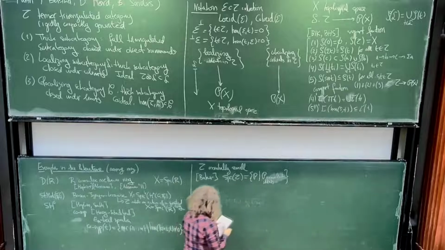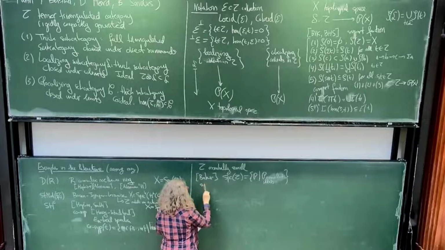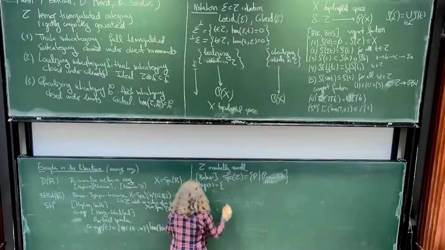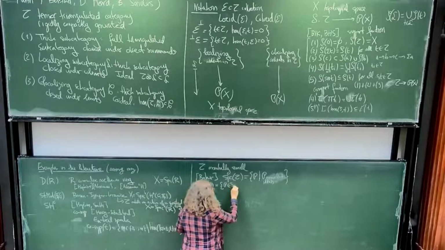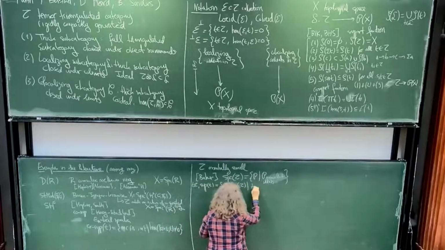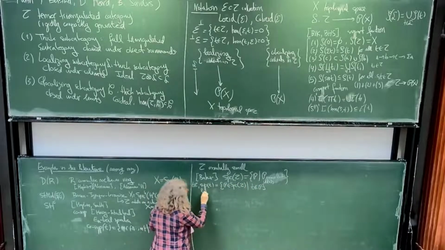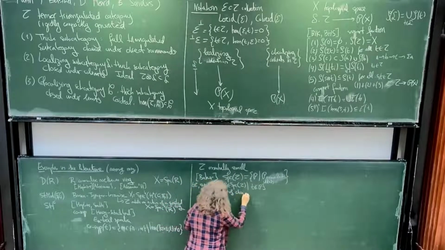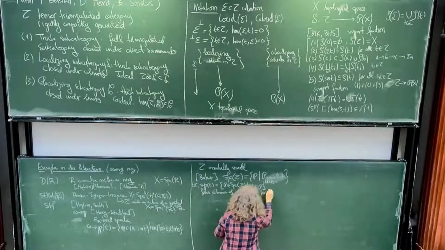So this is as a set, and then there is a topology given by the following. For each object T, you define the support of this object to be those primes which do not contain this object. And this forms the basis of closed sets for the topology.